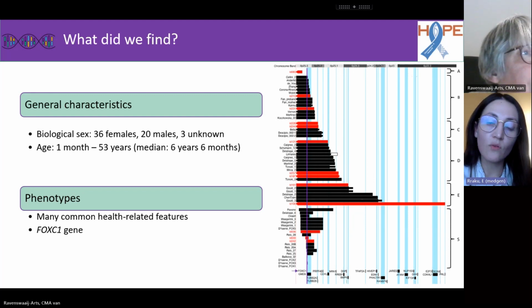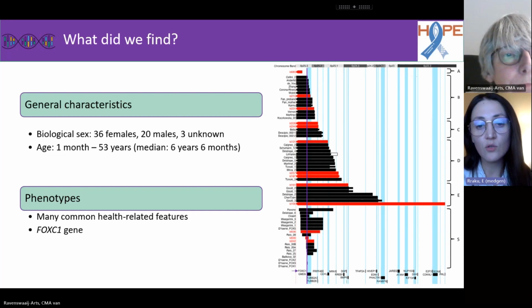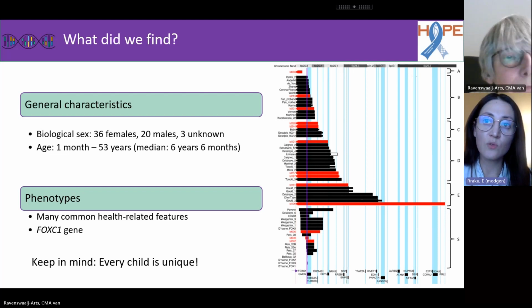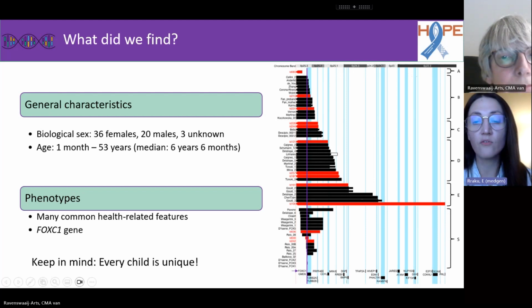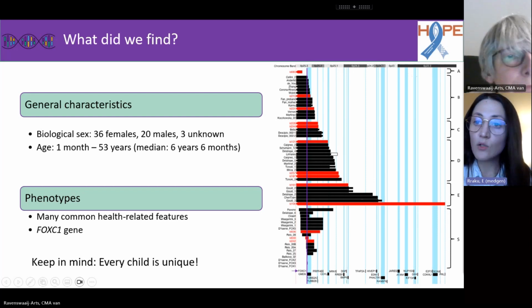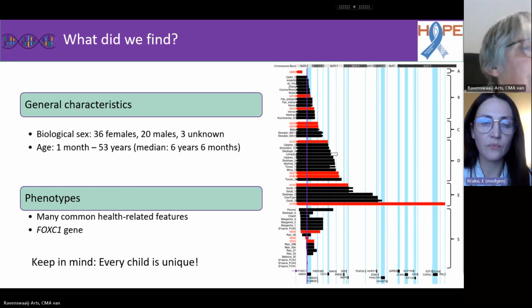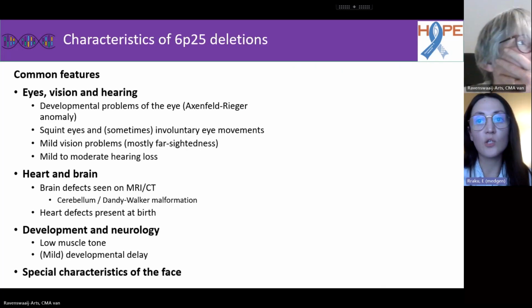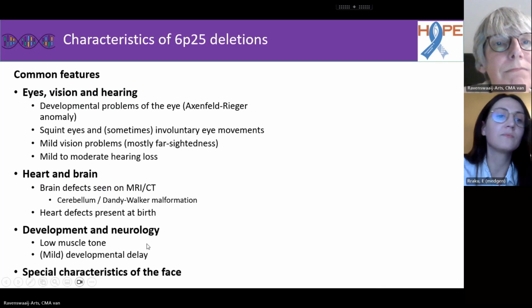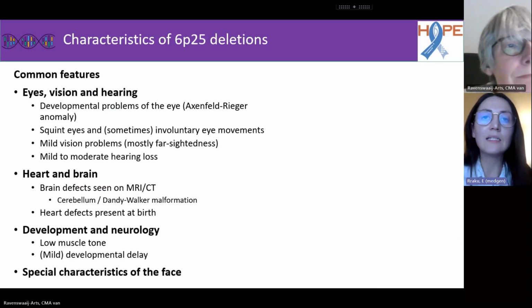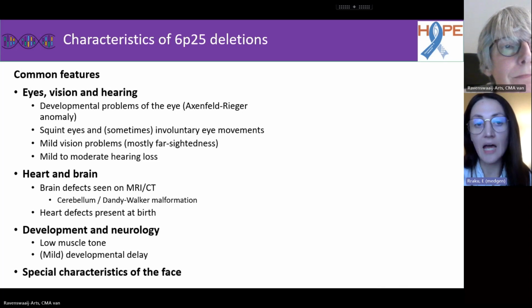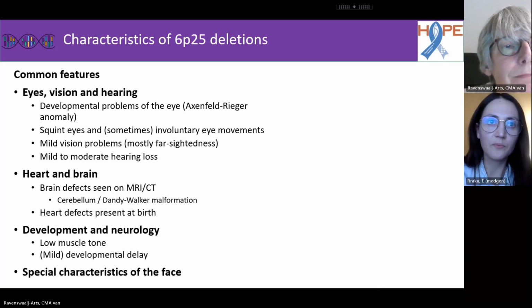I will now give an overview of these features. But before I do that, I want to ask you to keep in mind that every child is unique. Not all children with a 6p25 deletion will have all the features that I will mention, and they might also have other health-related problems or medical issues that are not described here. This is just a summary of features that we saw most often. So this is a list of features that were commonly seen, and by commonly, I mean they were present in at least half of the total group. And I have categorized them into 4 main groups.